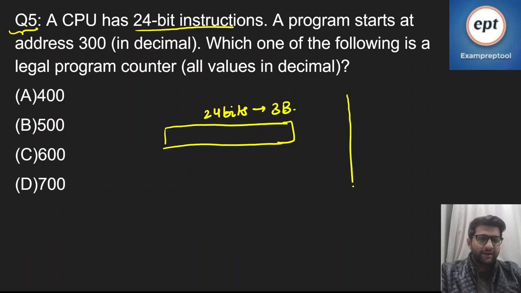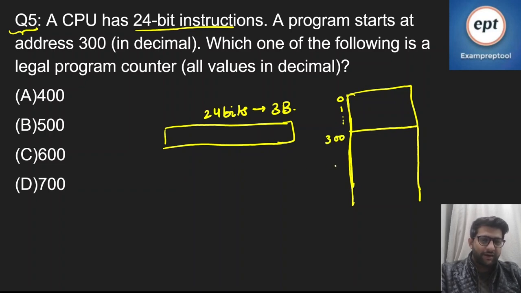So let's say if this is our main memory, then there is a program. So this is address 0, 1 and so on till 300, right? Now there is a program which starts at 300 and it is stored in the main memory like this, right? Now, which of the following is a legal program counter value, right?